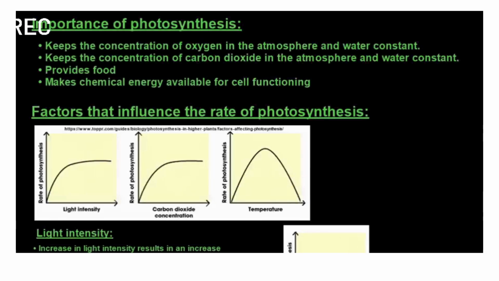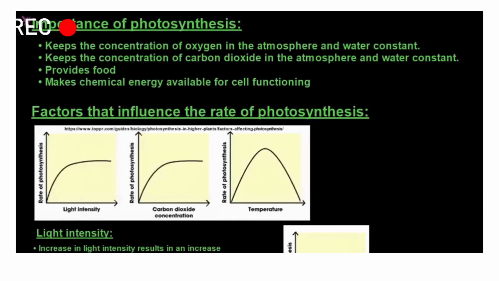It provides food for all heterotrophic organisms. We are also heterotrophs. We cannot produce our own food like plants, which are autotrophs. So we need photosynthesis in order to survive. And then it also makes chemical energy available for cell function. So you need to know the importance of photosynthesis.